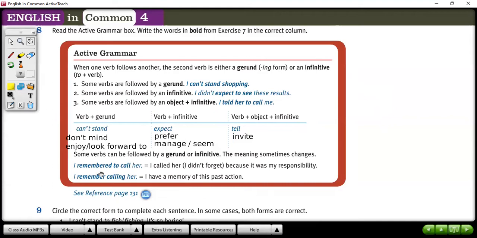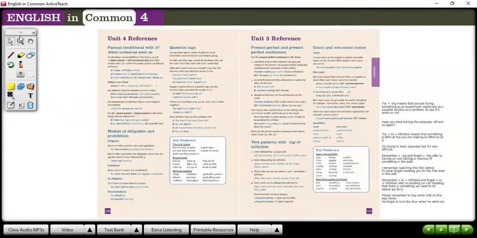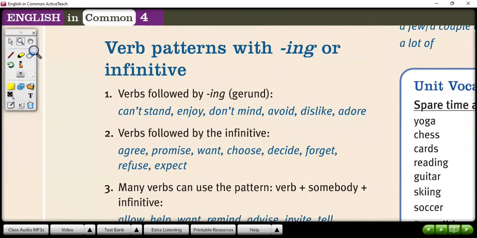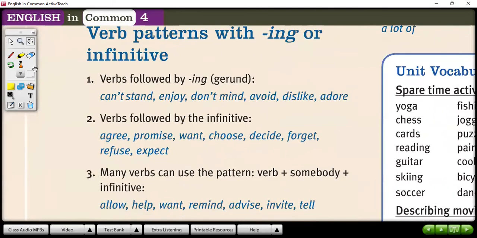Well, let's see more examples about this. Let's take a look at the grammar reference. I've prepared more examples here when it comes to this. But let's just recap. As we saw today, there are some verbs in English that are followed by the ing, only the ing.